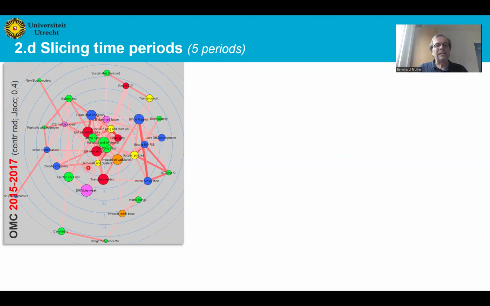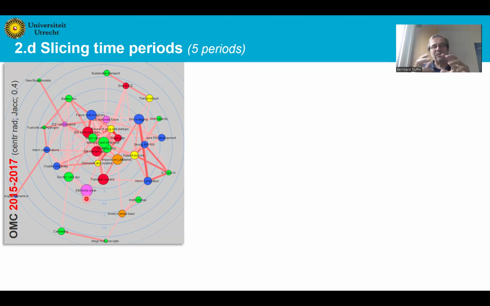You also see that the Dieselgate has become, of course, quite important, and also the statement about the transition really being needed, whereas the pink nodes are moving more to the periphery.